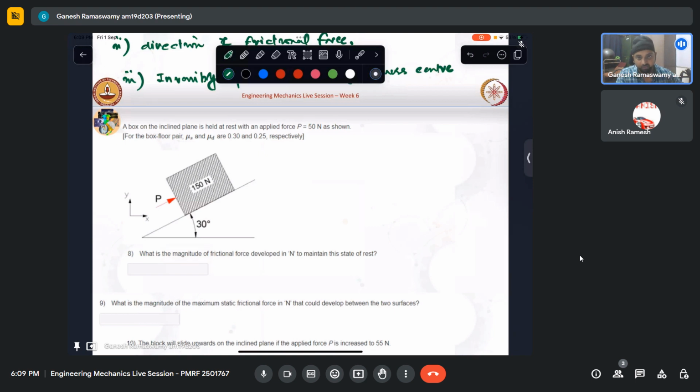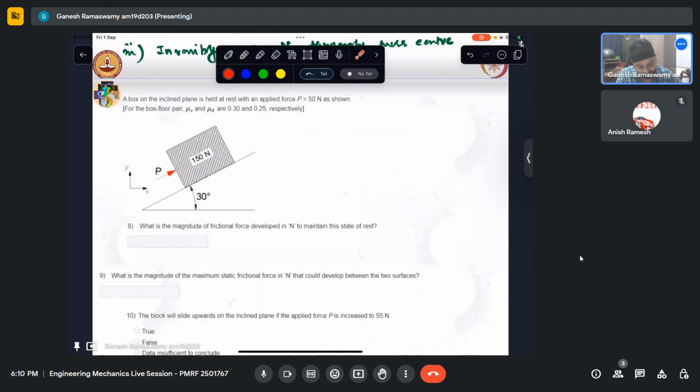So we have a box on an inclined plane which is held at rest by an applied force P. The magnitude of the applied force is given to be 50 Newton. And for this box and floor pair, mu s and mu d are given to be 0.3 and 0.25 respectively. And we have been given that the weight of the box is 150 newtons. So what is the magnitude of frictional force developed in this state of rest is what is asked.